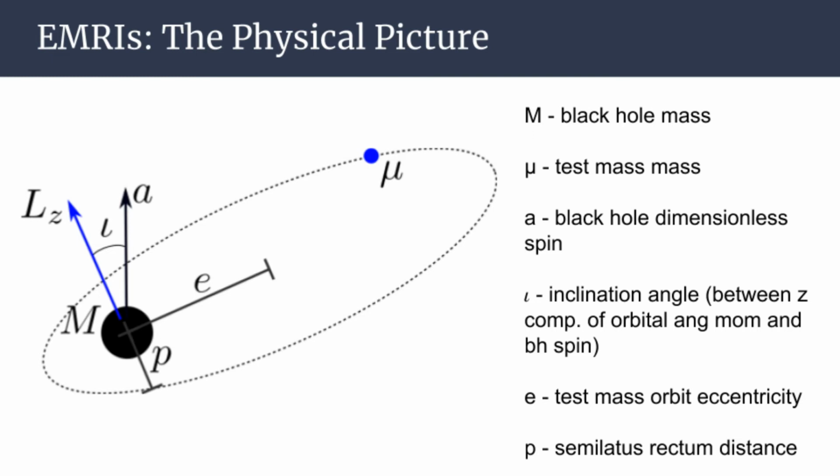So the only astrophysical parameters we really care about are the following: the black hole mass, M, the test mass, mu, the dimensionless black hole spin, a, the inclination angle between the orbital angular momentum and the black hole spin, iota, the test mass orbital eccentricity, e, and the semilatus rectum distance, p. In our study, we're restricting our focus to these four parameters and fixing the component masses.